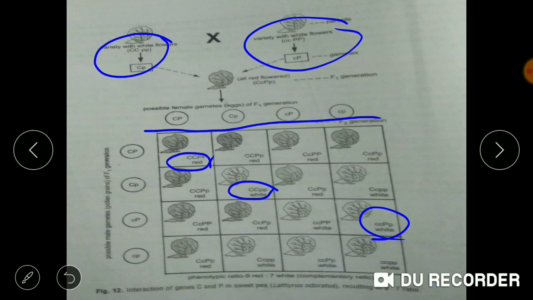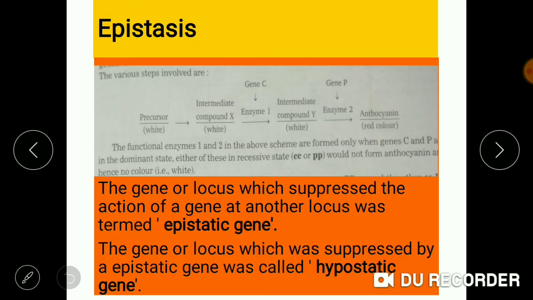It was observed that the interaction of gene C and gene P in sweet pea has resulted in 9:7 of the red and white colored flower plants. So both of these genes, capital C and capital P, are complementing each other and have resulted in a different variety of red flowered plants. Now we move on to another topic, epistasis.